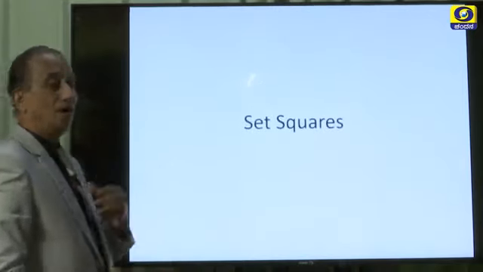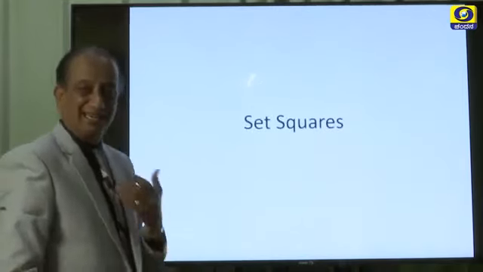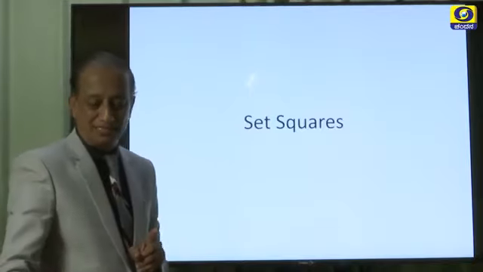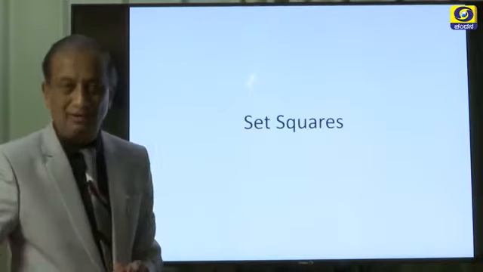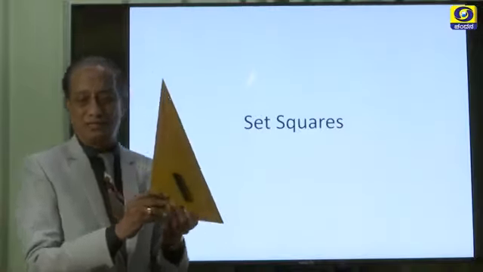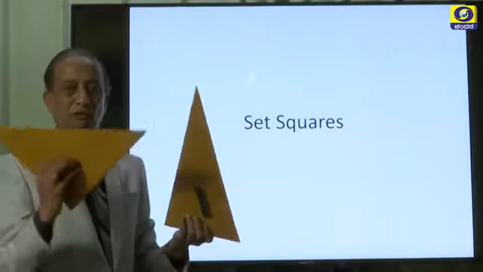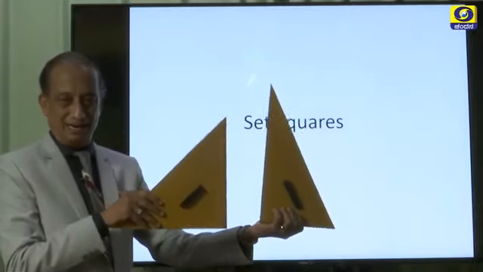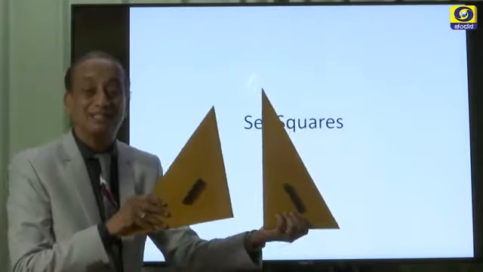Okay. Now let us go to the second prerequisite, children. That is something about set squares. You must have seen in our instrument box, these two are provided to us. In each instrument box you can see these two right angle triangles. These two are called set squares.